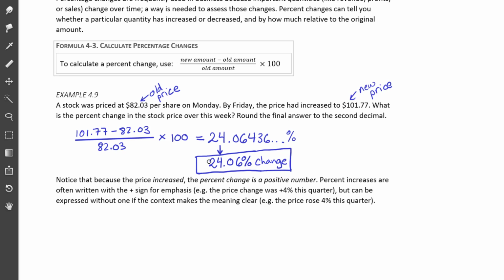And a lot of times, if a number is positive, you don't write the positive. It's just assumed if no sign is given on the number. But when it comes to percent changes, it often is written. So for example, you could talk about a price increase. For example, the price change was plus 4% this quarter. But if you said instead the price rose by 4% this quarter, you wouldn't necessarily leave the plus sign on. So the context in that case, by saying rose, is telling you that it was an increase. So that's going to depend on context. But in any case, this is a 24.06% increase in stock price over the course of this week.